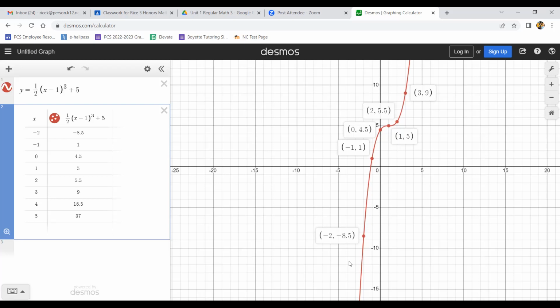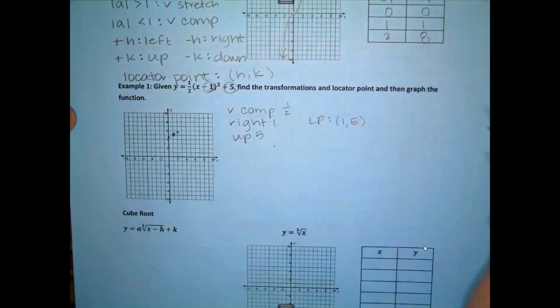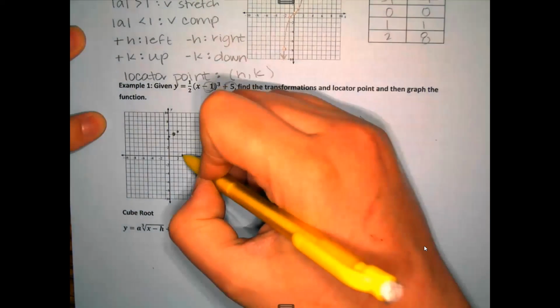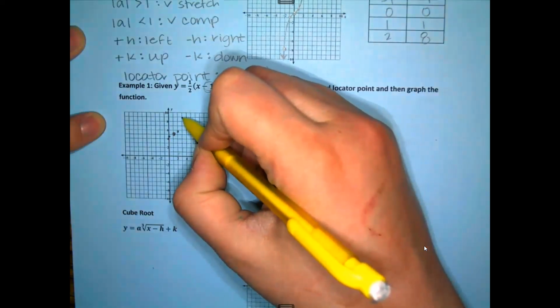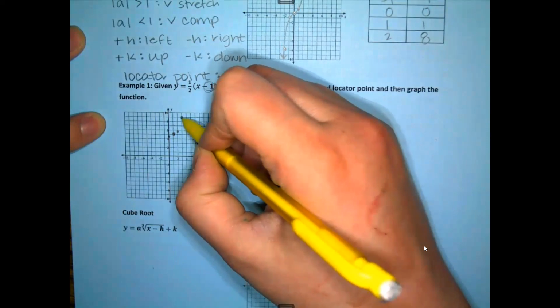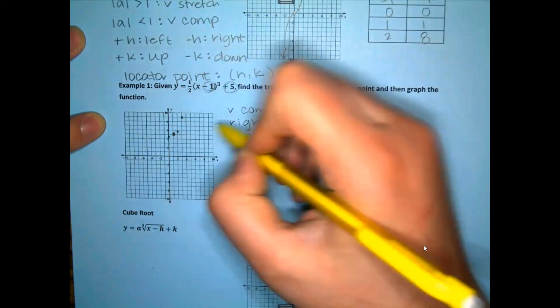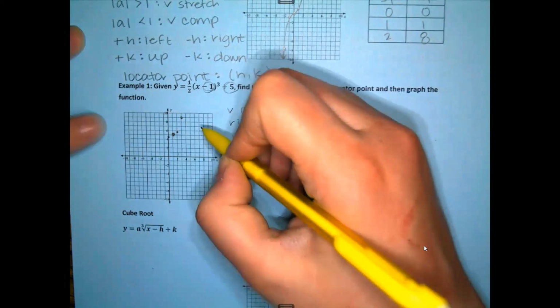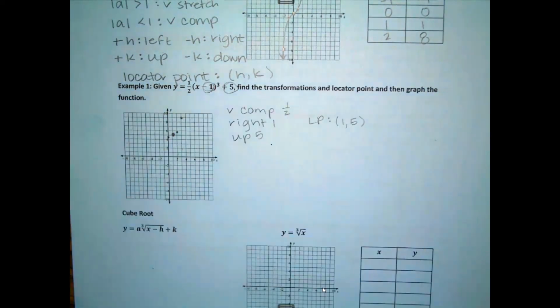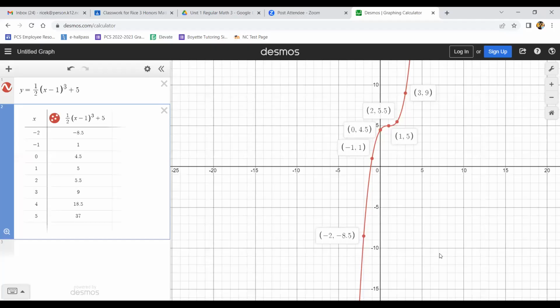Those are all really together on our grids. Let me show you. There we go. And then we had (3, 9). Let me check Desmos for the other points. (3, 9), (-1, -1). Sorry, (-1, +1). There we go. And then (-2, -8.5).